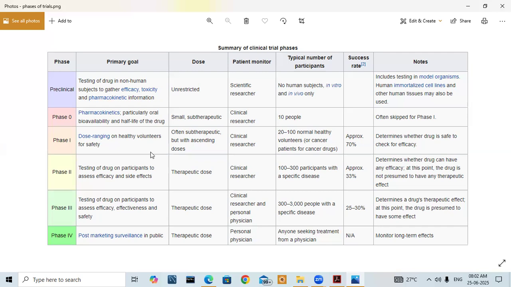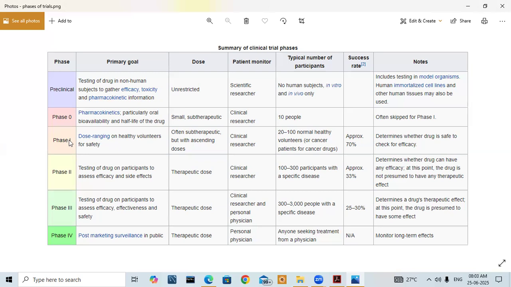Okay, so I was talking about phase 1, right? Phase 1 is the first phase of the trial, starting from phase 1 only. The first phase of the trial is nothing but phase 1. So what is phase 1? Why is phase 1 done? Phase 1 is done to establish the safety of the drug.